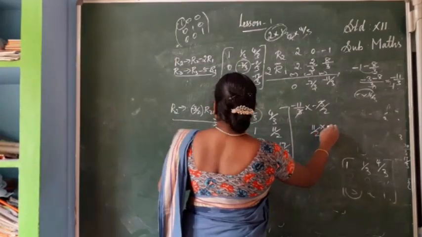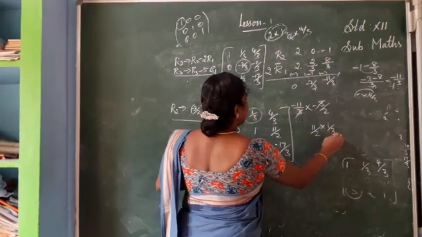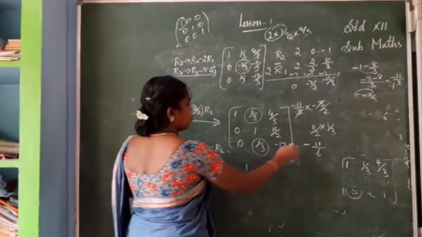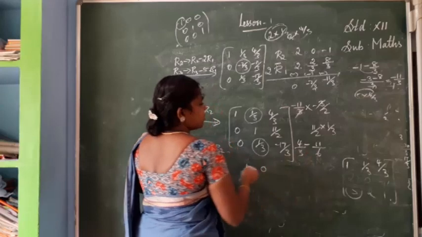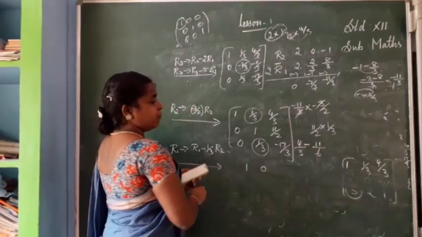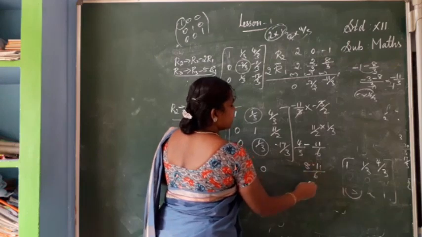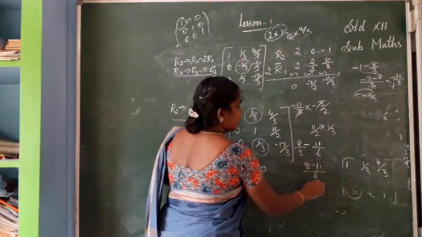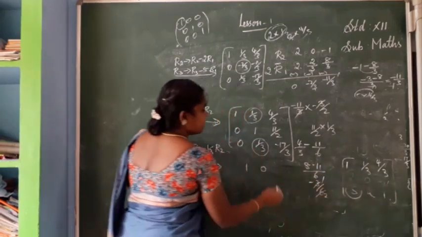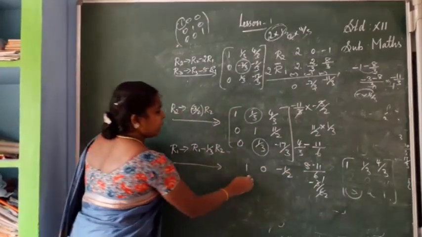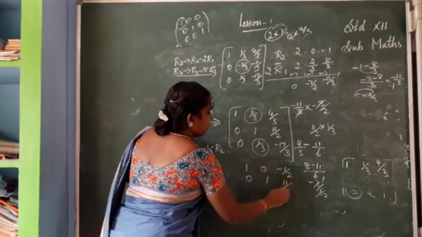Next value: 11 by 2 into 1 by 3, what do you get? 11 by 6, isn't it? 4 by 3 minus 11 by 6. Take LCM: 8 minus 11 by 6. 8 minus 11 means minus 3 by 6. 1 3 is 3, 2 3s are 6, so you get the answer minus 1 by 2. Next, second row no change: 0, 1, 11 by 2.